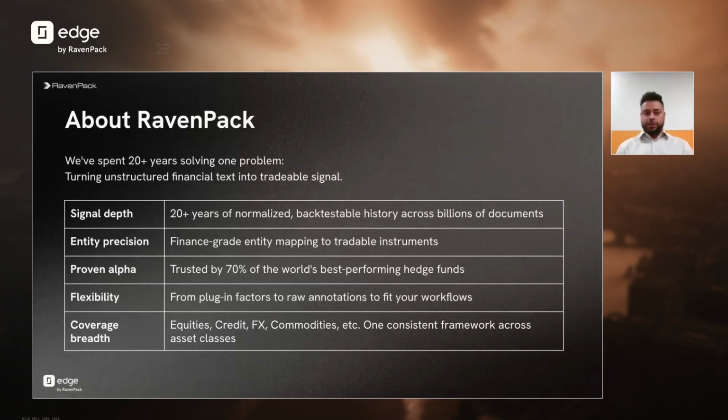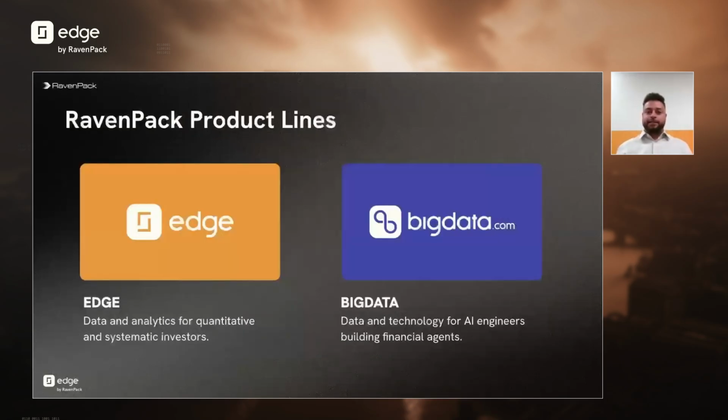Okay, so just to move into a bit more detail on our product lines. Today we'll mainly be focusing on what we call RavenPack Edge. Just for information as well, we also have bigdata.com. This is our more AI-ready product. It's for building financial agents and agentic workflows, chatbots, all of these different types of things. So it's always something that we can talk about in the future, but today we'll be focusing on Edge.